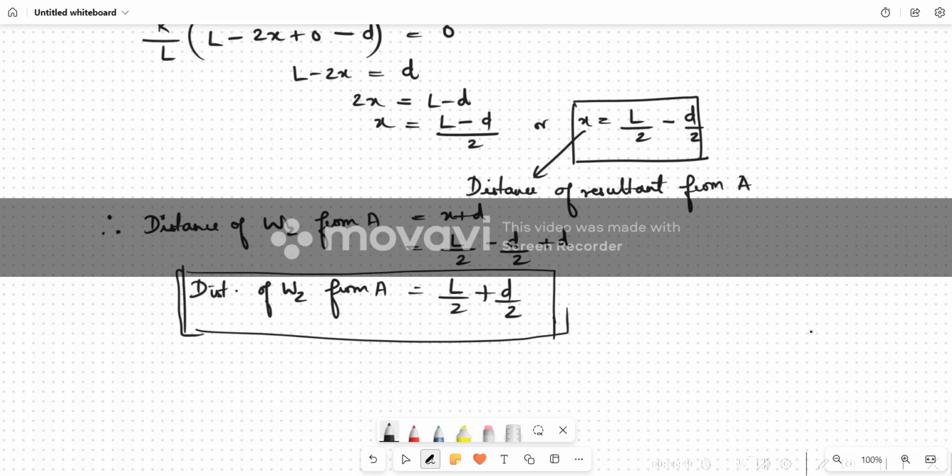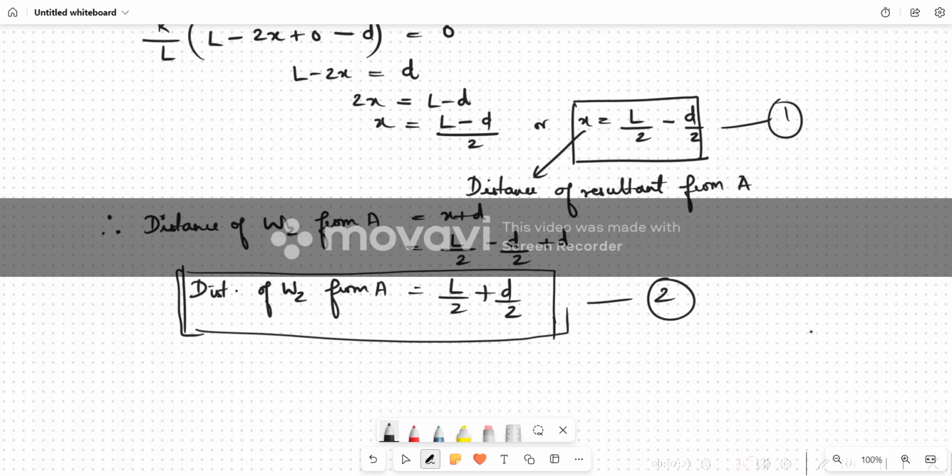So this is the main condition, and it is easier this way, so that you can place your load at such a distance that you get absolute maximum moment. So we can conclude that for moment to be maximum under any particular load, the load and the resultant should be equidistant from midspan. That is, your distance should be either L by 2 minus D by 2 or L by 2 plus D by 2, that is, distance of resultant and distance of W2. So it means from the midspan you have to place the load and the resultant equally.